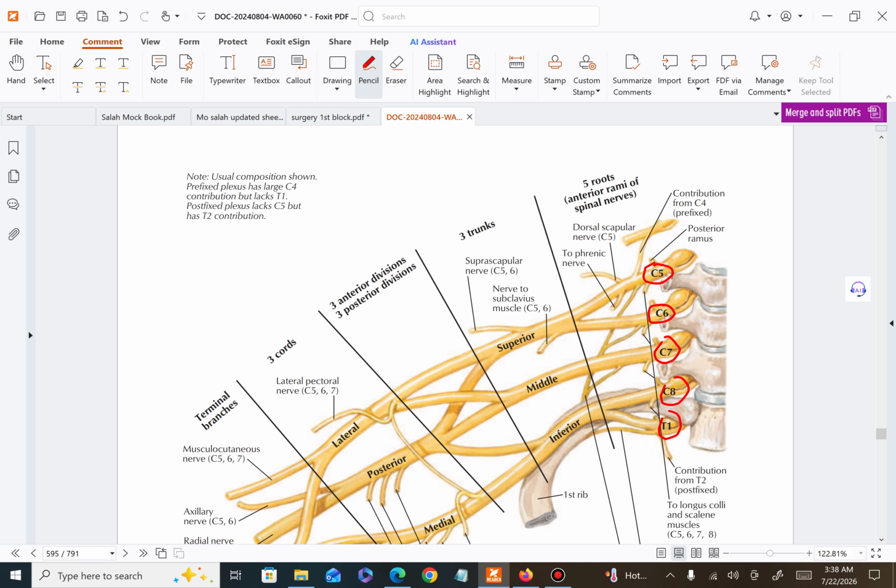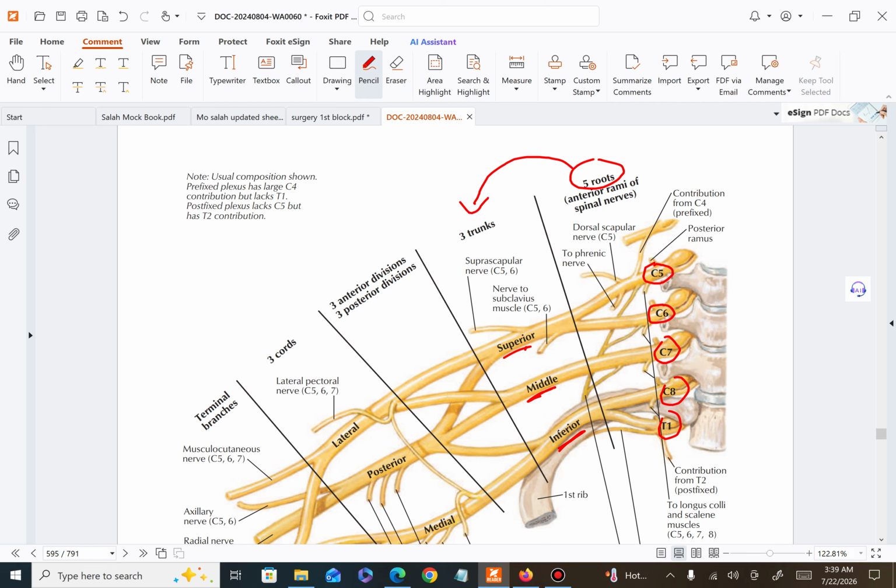Ventral rami are anterior rami. The stages of the brachial plexus: first, there are five roots, C5, C6, C7, C8, and T1, which are basically the ventral rami of the spinal nerves. Then the roots merge to form the three trunks, which are the superior trunk, middle trunk, and inferior trunk, or upper trunk, middle trunk, and lower trunk.